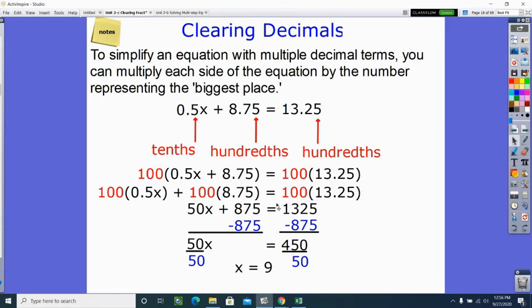And like I said, if I have a calculator, I don't find this helpful. I'm going to subtract 875 from both sides. Divide by 50, the zeros cancel.